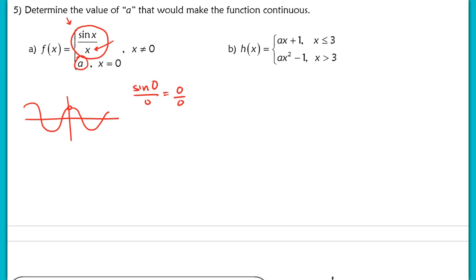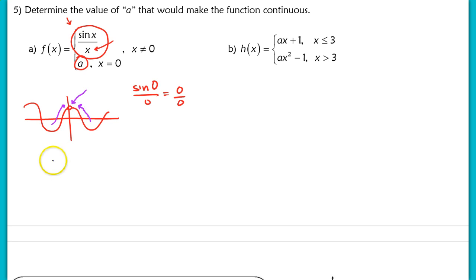So if we want to make this function continuous everywhere for every real, then we need to define at x equals 0 a value that's going to allow us to draw this in so that we never have to lift our pencil. So what we want to know here is what our function approaches from the left of 0 and from the right of 0.